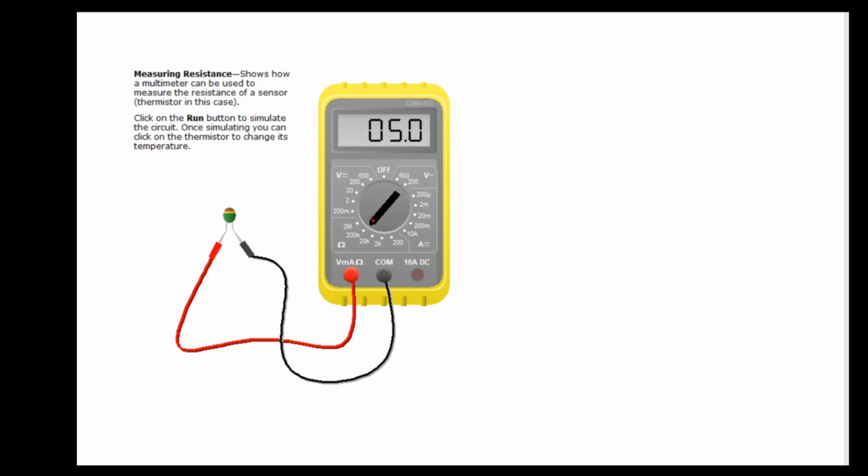Measuring resistance with a multimeter is a straightforward process. Here are the steps to measure resistance using a multimeter. Select the resistance function: turn the multimeter's dial to the resistance, omega, function. This is typically represented by the Greek letter omega on the dial.